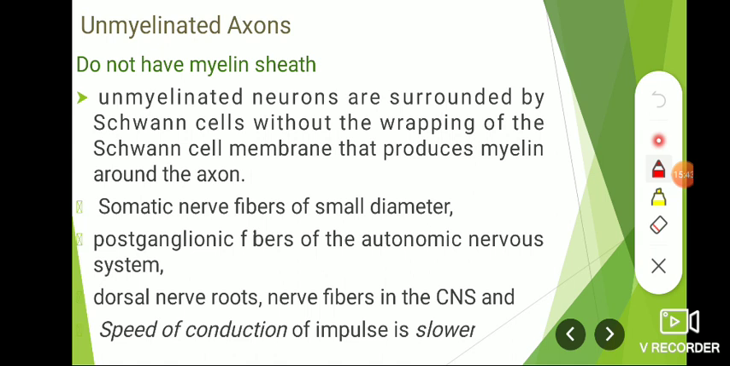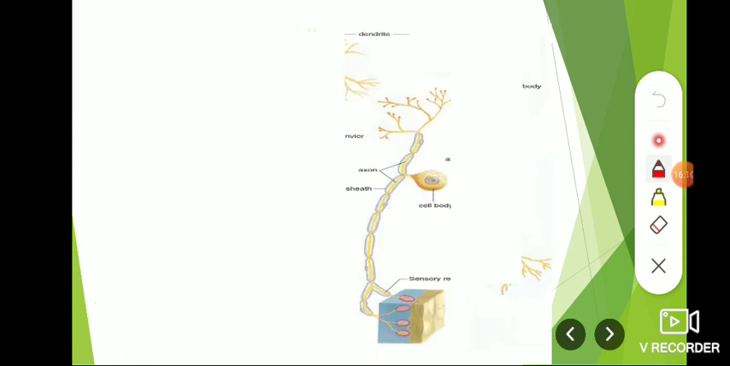So this is the first classification of nerve fibers. A nerve fiber is nothing but an axon of a neuron. So based on the presence of myelin sheath, we have classified them into two categories: myelinated axons and unmyelinated axons. Now, the second classification of neurons is based on the functions. Now here I have shown one neuron.